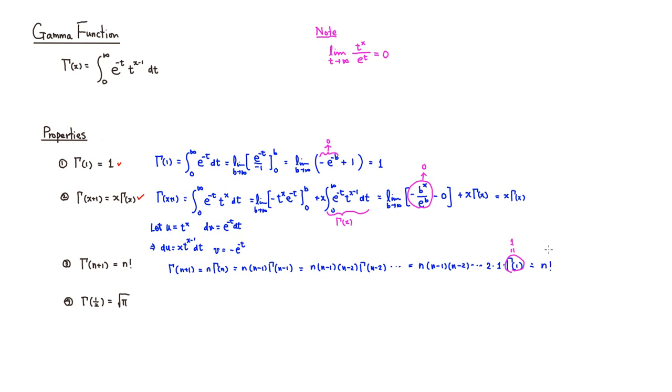For property number 4, we need a little bit more room to explain, so I'll explain that in a separate video. This is called the gamma function, and surprisingly, this comes in handy later. That's it. I hope that this was clear.